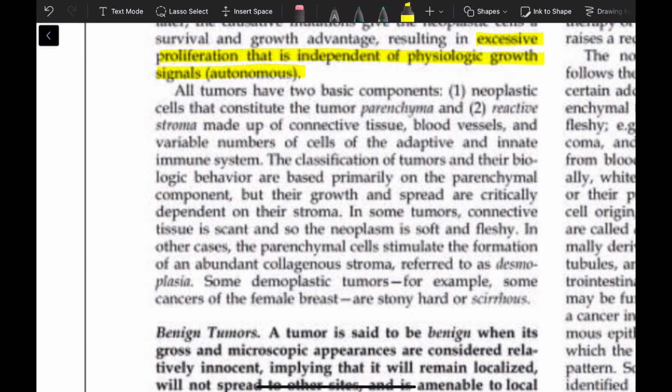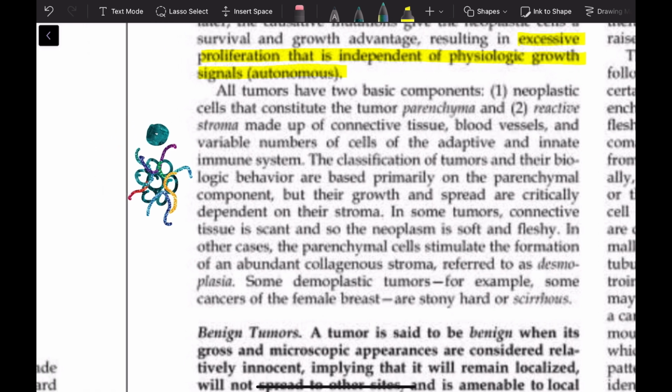All tumors have two basic components. First is the neoplastic cells that constitute the tumor parenchyma, and second is the reactive stroma made up of connective tissue. Let's say this is a cell and it has undergone neoplasia, and it will produce more and more cells around it, and in between these cells we will have our stroma that is made up of connective tissue. This is the stroma.